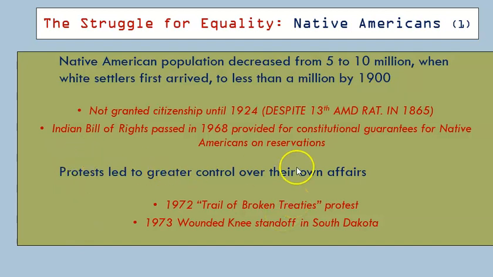Okay, so it's important to note that, like the other groups, protests for Native Americans also led to greater control over their own affairs. So you had the Hispanics protesting with their boycotts and getting better working conditions and wages. You had women protesting in New York with Seneca Falls and getting the right to vote eventually, and then you had African Americans also protesting and gaining rights through the Civil Rights Act, the Voting Rights Act, and the Housing Rights Act. So you're seeing that protests are, in fact, effective, and that was true of Native Americans as well with this 1972 Trail of Broken Treaties protest.